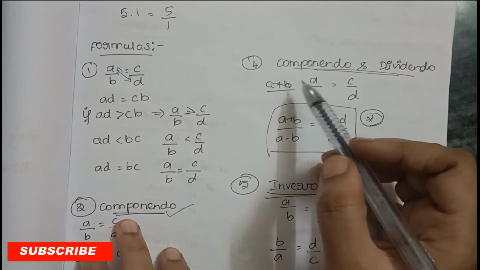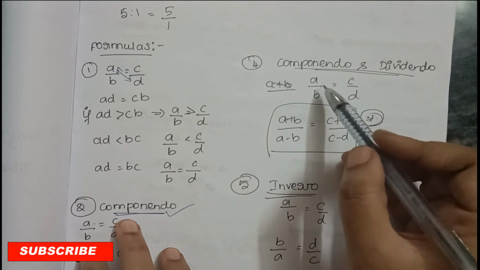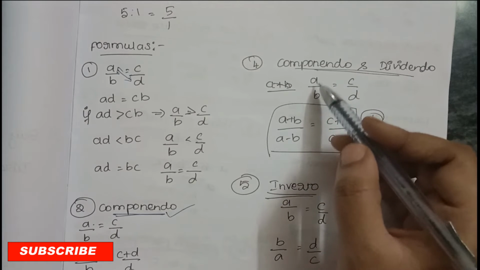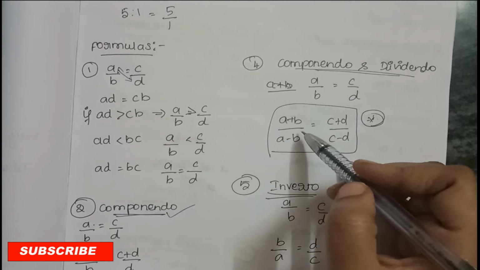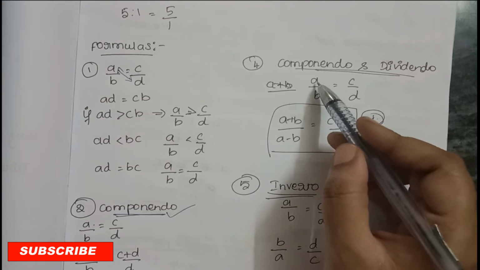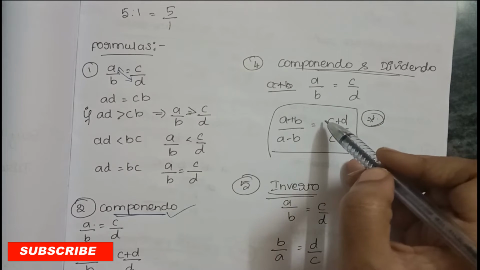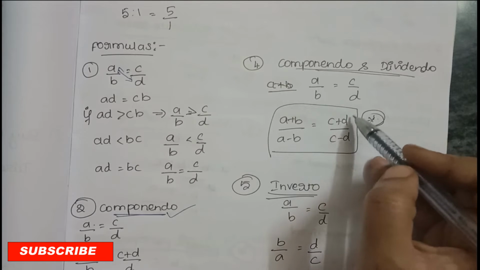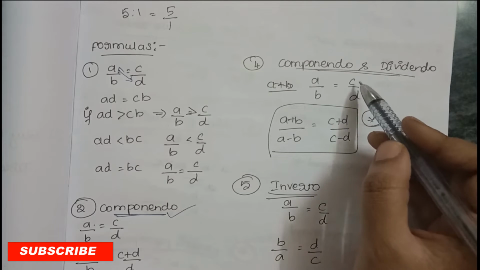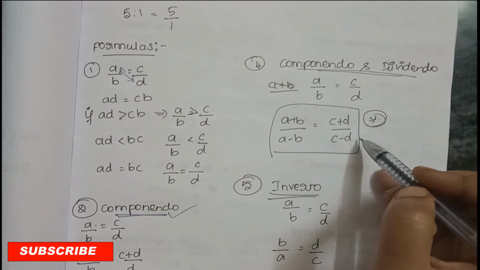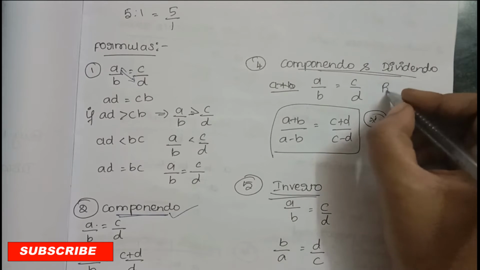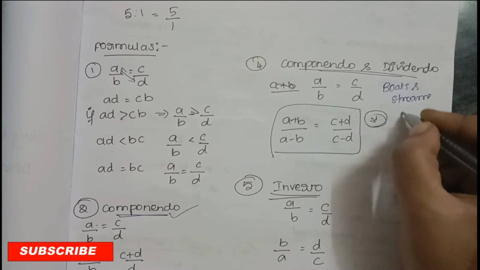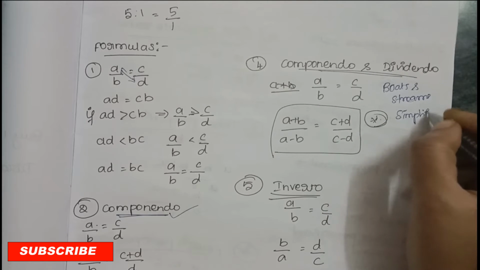Combining componendo and dividendo rule, we get componendo and dividendo rule. A by B is equal to C by D. Add denominator plus numerator, A plus B divided by, subtract denominator from numerator, A minus B is equal to C by D. Here also add numerator and denominator, C plus D divided by, subtract denominator from numerator, C minus D. These rules are very much important in boats and streams problems, boats and streams simplifications. So remember this rule.